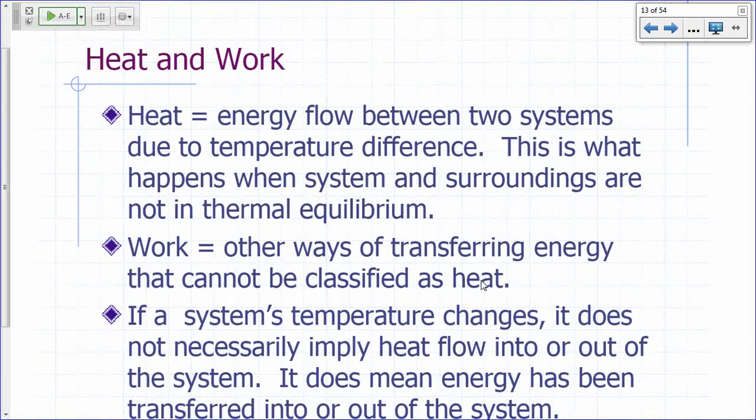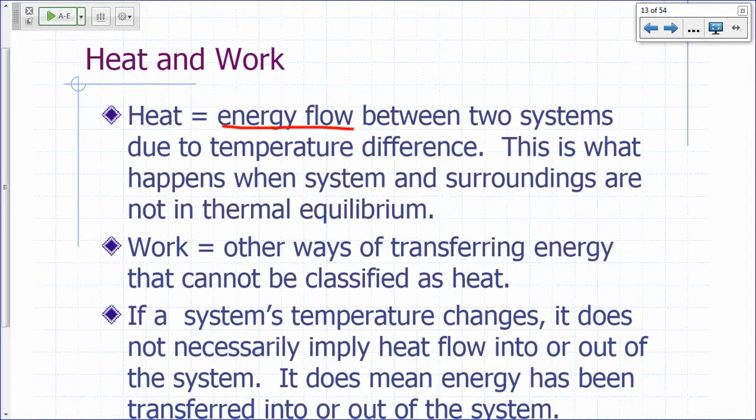Let's define heat and work. Heat is the energy that flows between two systems because of a temperature difference. So heat is something that goes from one system to another because they happen to be at different temperatures. And that thing that flows, we've now identified as energy.